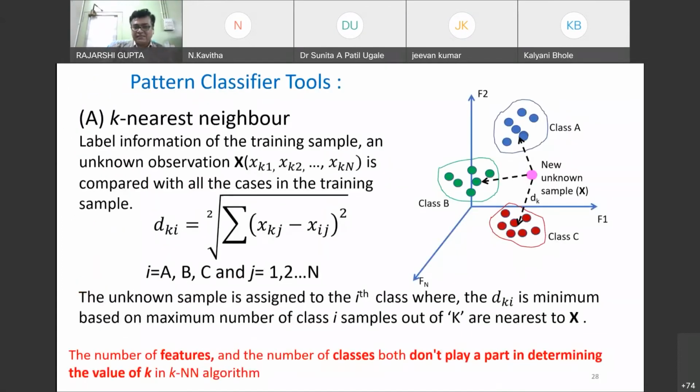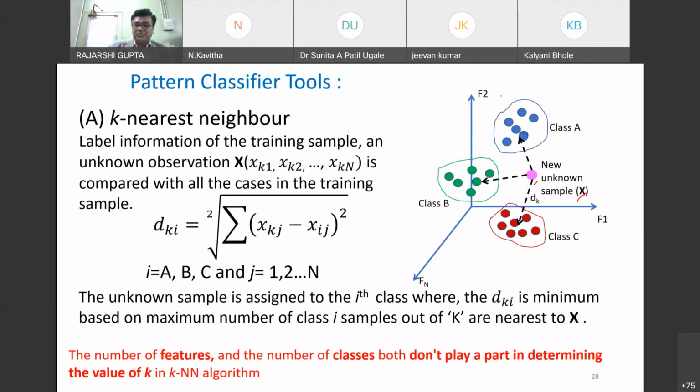I will discuss very quickly some pattern classification tools. I start with K nearest neighbor, where I have shown 3 classes, and for an unknown sample we calculate the distance of this unknown sample to each of the samples of the trained classes, and based on this we make a decision. Basically it is a voting. The value of k can be 3, 4, or 5.